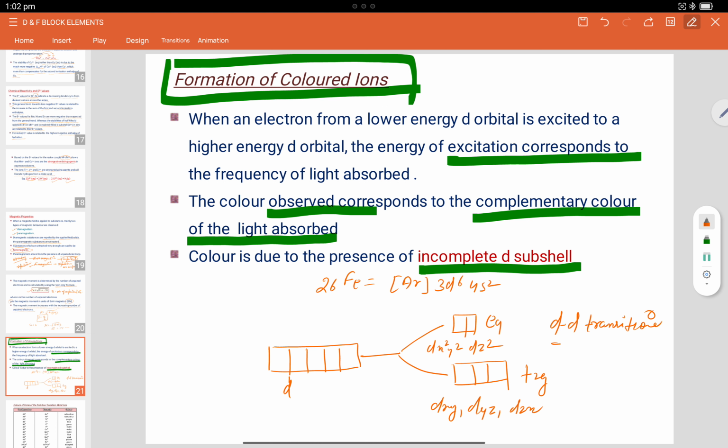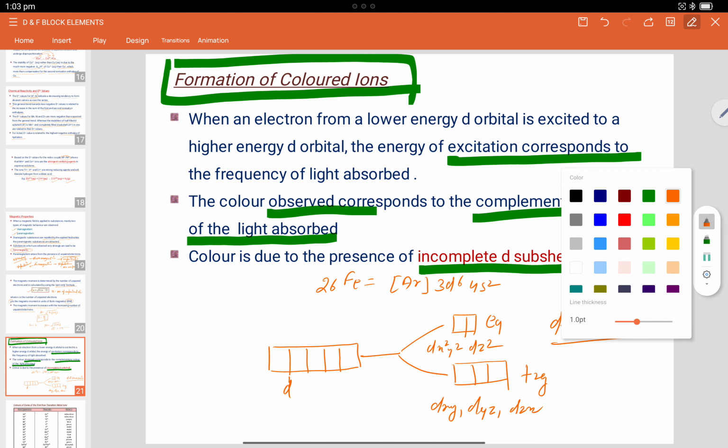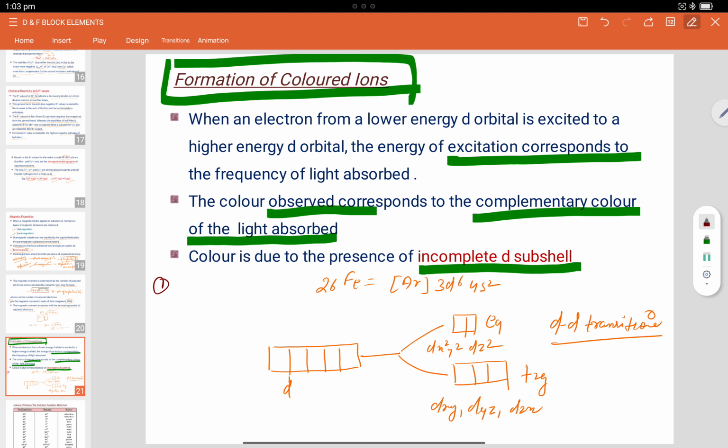So that is why color is shown, due to the d-d transition. Basically color depends upon the unpaired electrons, the nature of the ligand, and the geometry of the complex. So the color of the compound depends upon, number one, unpaired electrons. It depends upon the nature of the ligand attached and the geometry of the complex.